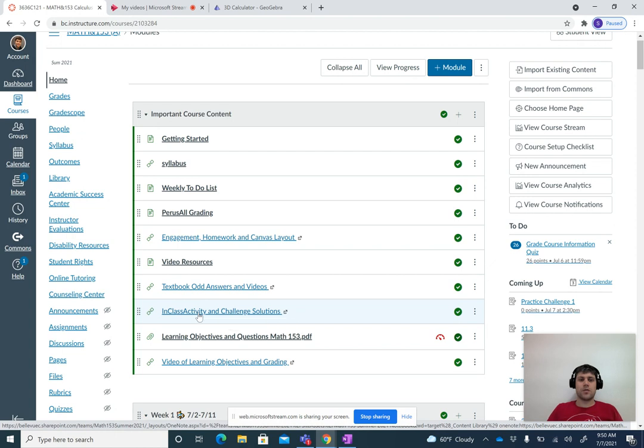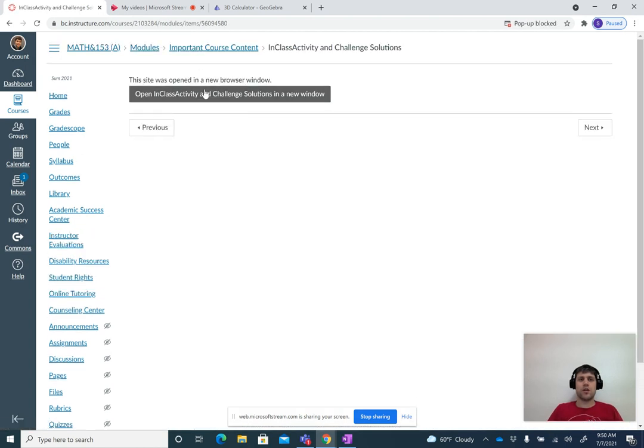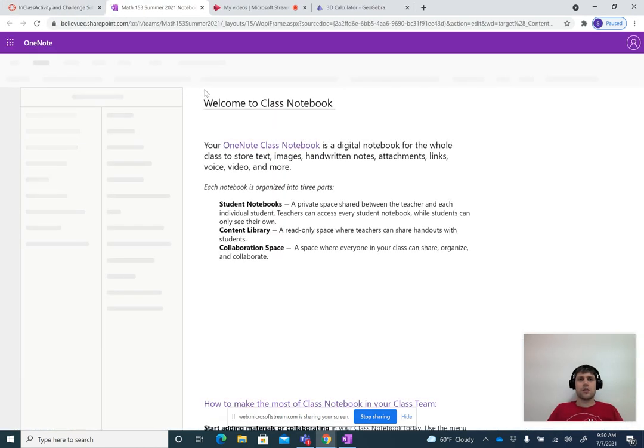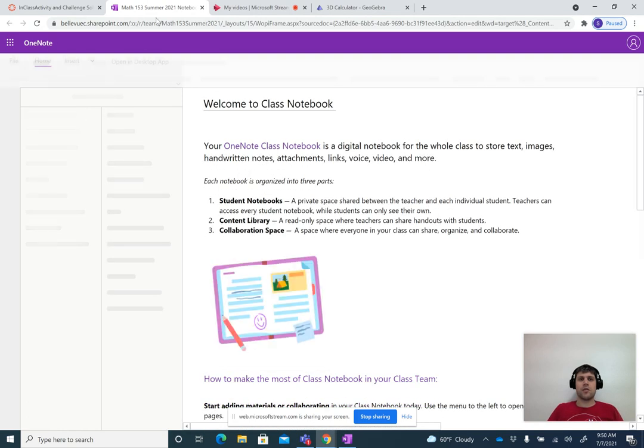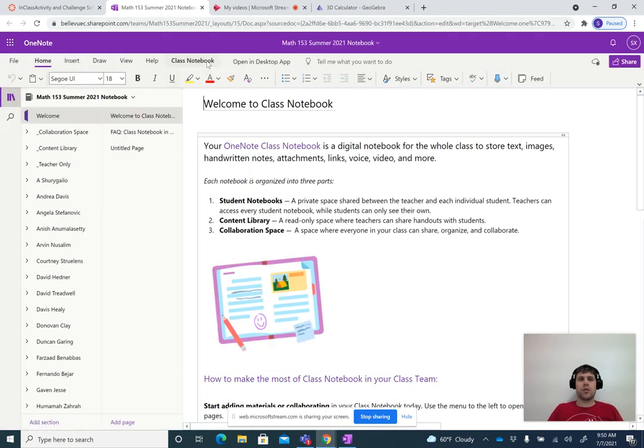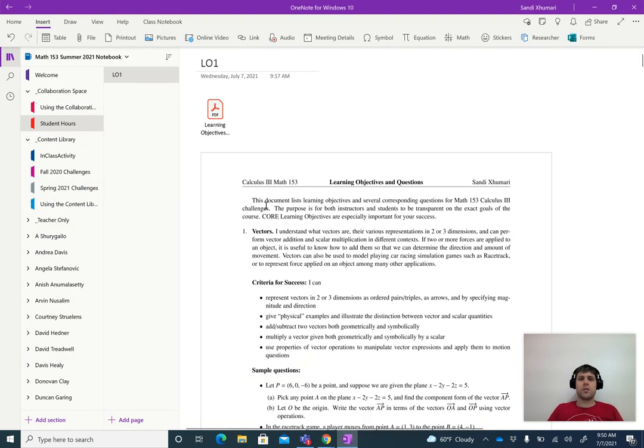If you do it from here, you can click in here and it will open it up in a web page. But I do recommend opening it up from the desktop app. So you click on this desktop app and the desktop app will open. Usually that will be taking a while to load, so I opened it up beforehand.